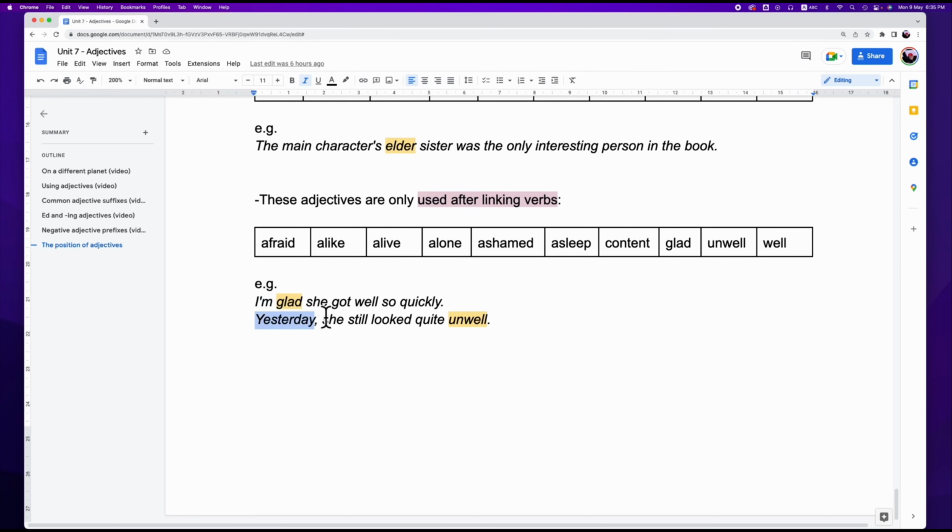Yesterday, she still looked quite unwell. Unwell is also put behind the linking verb look. So we can't say an unwell person. Okay? That's very good. This topic is talking about the positions and the order of placing different adjectives in a single sentence. Let's take a look.